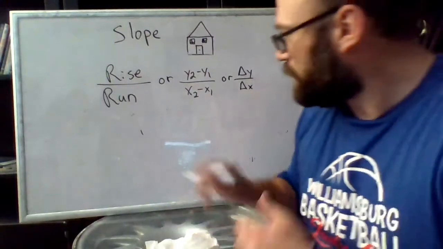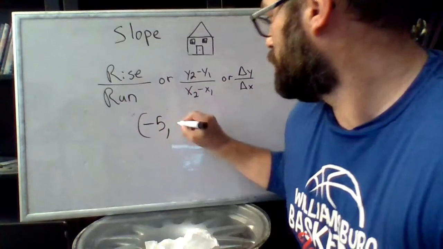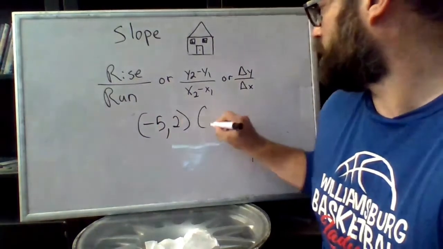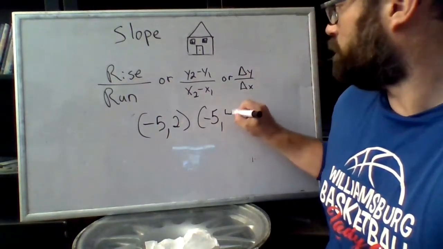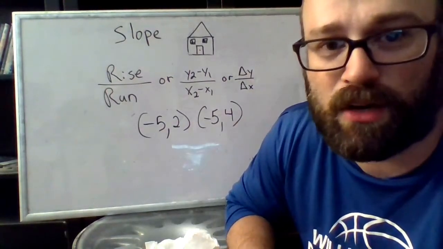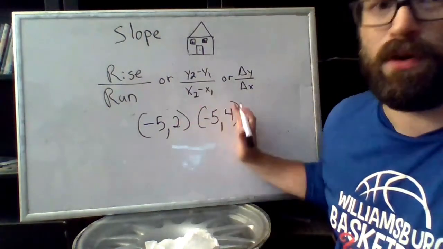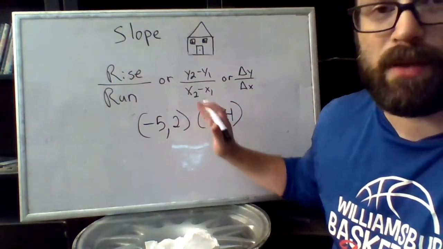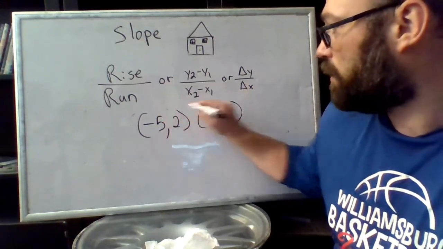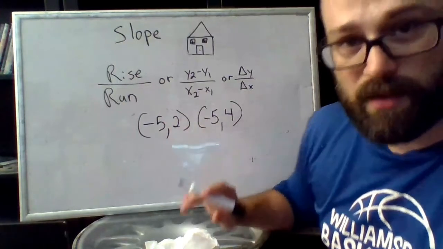All right. So let's say we have (-5, 2) and (-5, 4). Okay, so our x's are the same here. And so we do our rise over run. So we're doing our y's first. From 2 to 4, we changed how much? 2. Now remember, you can do the x1, y1, x2, y2. Subtract those. Okay. Just remember your negatives.